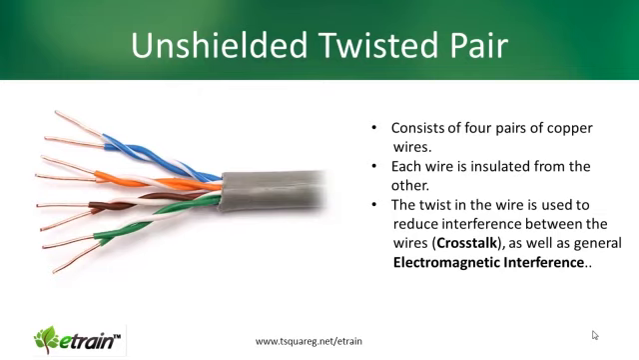It's also put there to try and reduce EMI, electromagnetic interference. Any wire carrying a current has a small magnetic field around it, and that in turn can affect the signal that it's carrying. So we're trying to minimize that as much as possible by putting the twist on the cable.